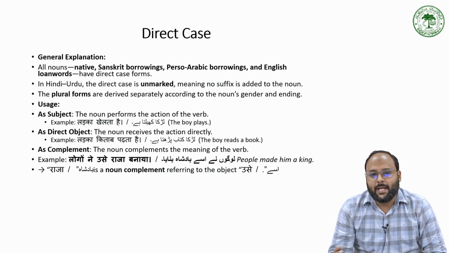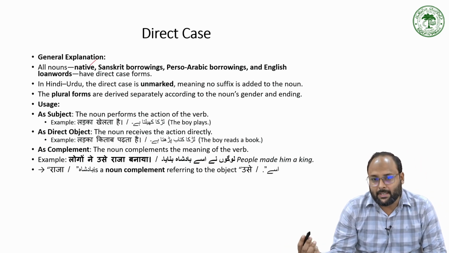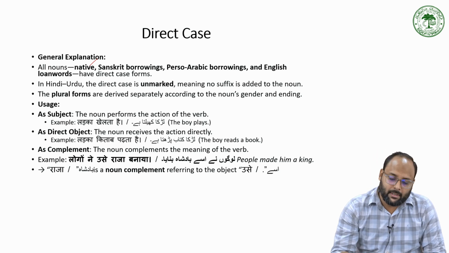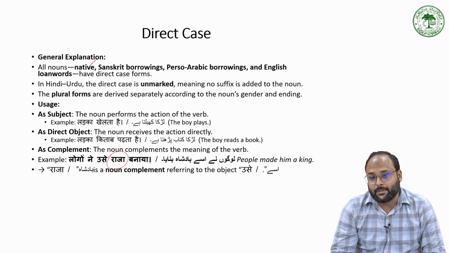So there are lots of nouns borrowed from the native, that is the native nouns, or lots of nouns borrowed from Sanskrit, from Persian-Arabic, from English background. All these nouns can occur as the base form or in the unmarked form. Like we have examples like ladka, badshah, rani, raja. Like लोगों ने उसे राजा बनाया. So raja occurs in the complement position. So that is the nominative case or direct case.